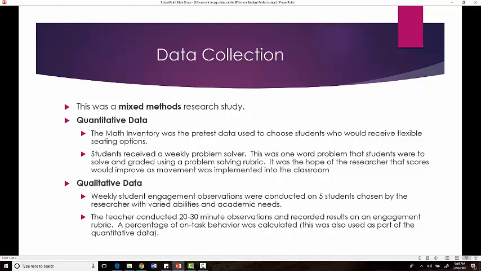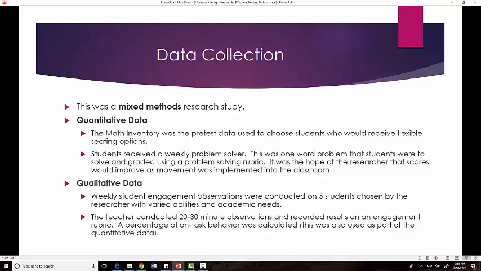For my qualitative data, I chose to have weekly student engagement observations, conducted on 5 students chosen by the researcher to receive these flexible seating options. Students were chosen whether or not they were an RTI student. Some of them were low motivated students, ESL students, and I did have a couple of students in my control group, students who were already on level in mathematics and did not need an intervention. They were my on-level students to compare the engagement while using these movement seats.